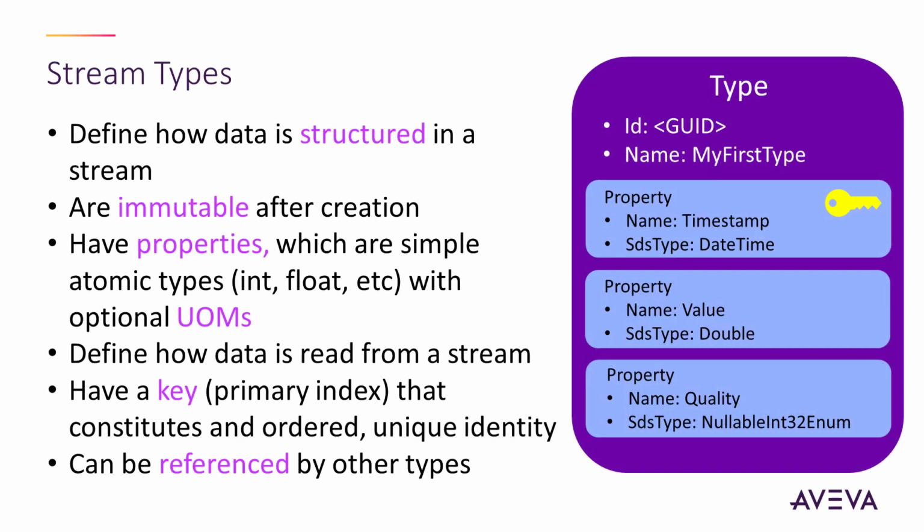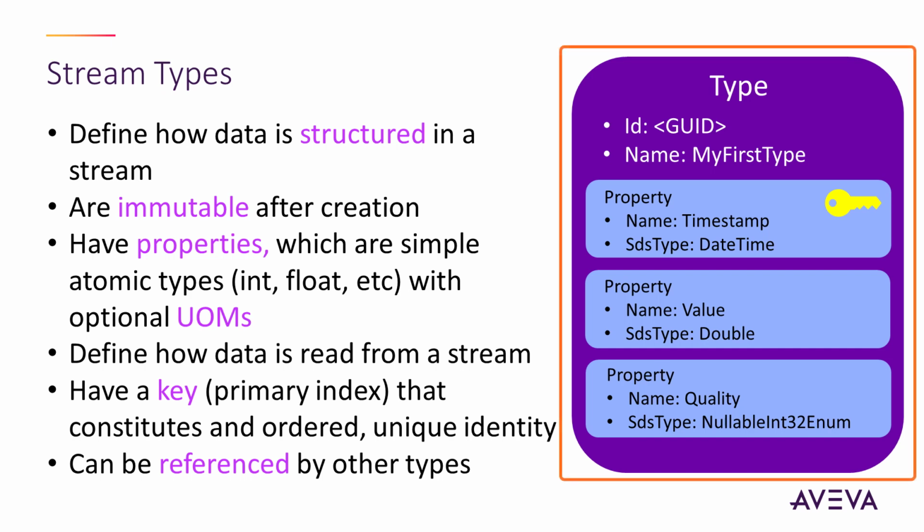So let's dig a little deeper and take a look at each of those components. We'll start with stream types, and these define how data is structured in a stream. They are immutable after creation, meaning you cannot change them after they've been created. They have properties, which are simple atomic types, ints, floats, etc., with optional units of measure. In this block, you can see that there are a few example properties.